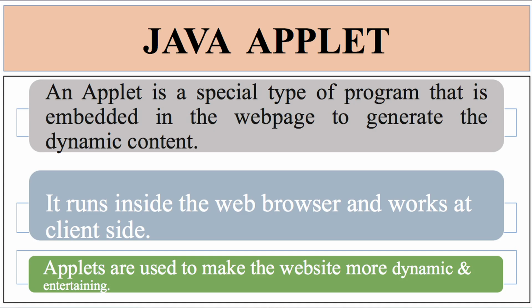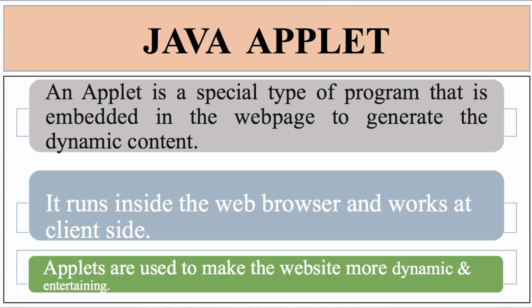So, basically, when we execute a Java program, the output is displayed on the command prompt, but the output of an applet can be displayed over any web page. Applets are used to make a website more dynamic and entertaining. So, this is the main feature of a Java applet.